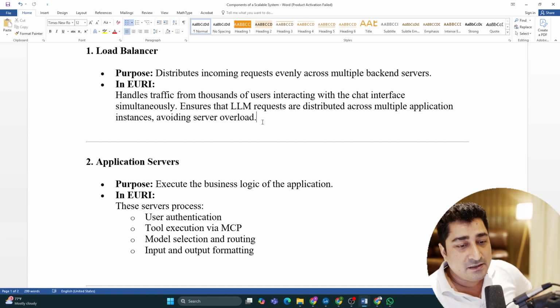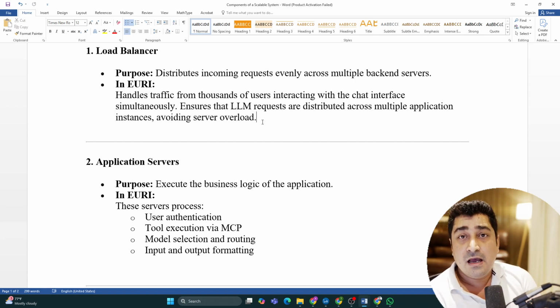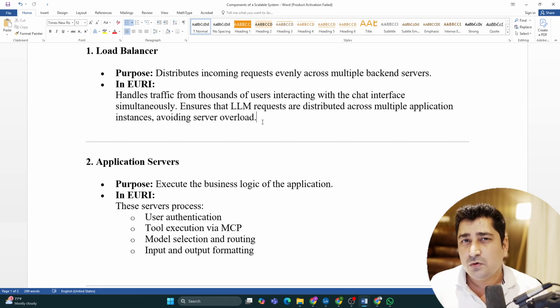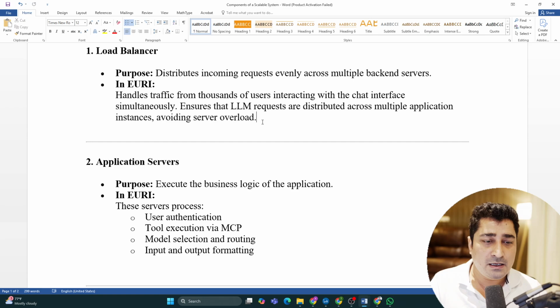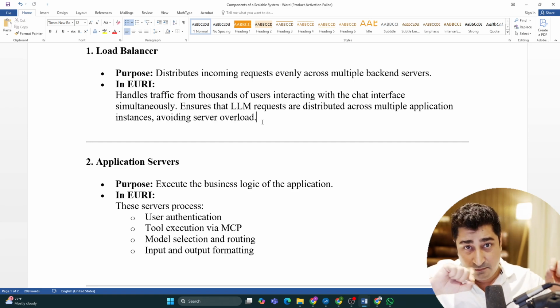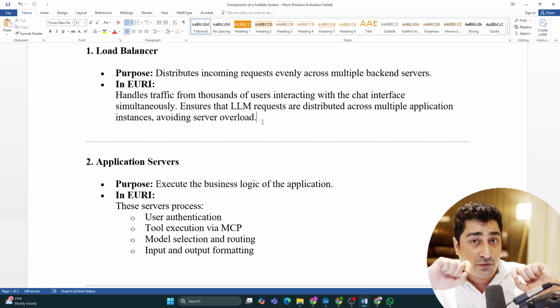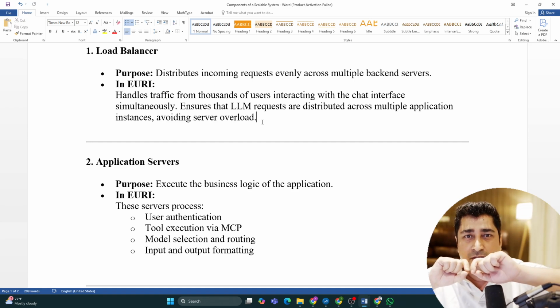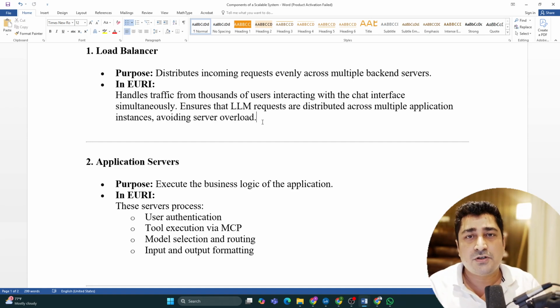Then the application server comes into the picture. The application server is the server which executes the business logic. For example, user authentication is one of the things we handle, because without authentication you will not be able to access Yuri. Another one is tool calling with the help of MCPs, or model selection and routing, where based on the user's query, this query will be responded to by this model and that query by that model, or input and output formatting.